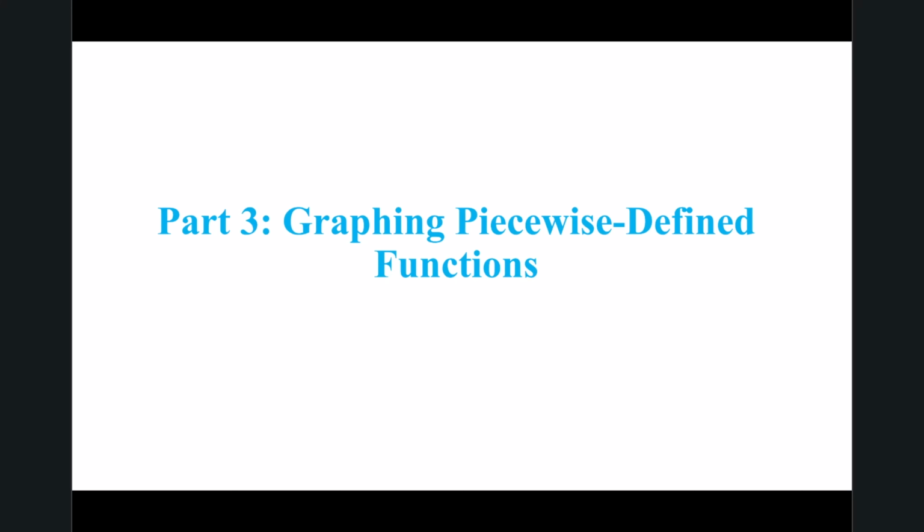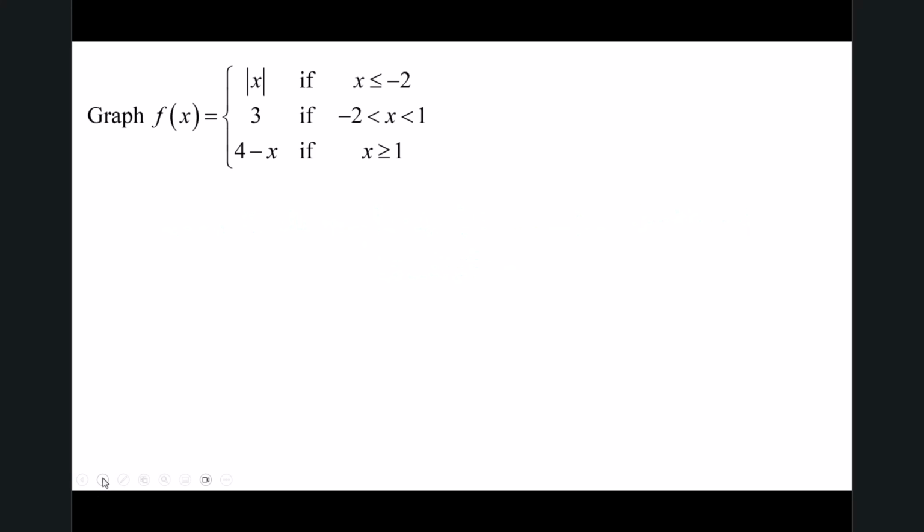Part 3, Graphing Piecewise Defined Functions. Here we have a piecewise defined function. f(x) equals absolute value of x if x is less than or equal to -2. f(x) equals 3 if -2 is less than x is less than 1. And f(x) equals 4 minus x if x is greater than or equal to 1.